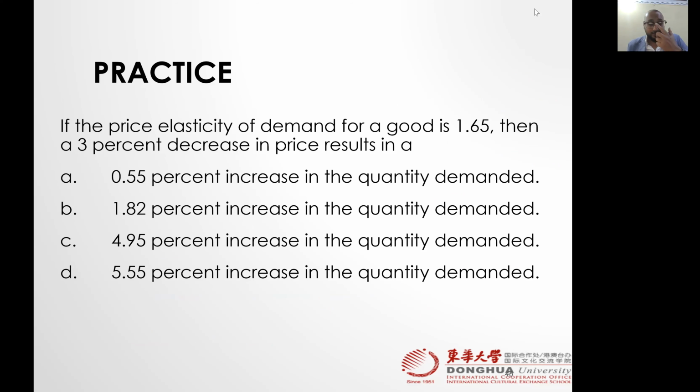If you understand that, please answer this question. And after this practice question, we are going to have our break. If the price elasticity of demand for the good is 1.65, then a 3% decrease in price results in what? What is the answer here?